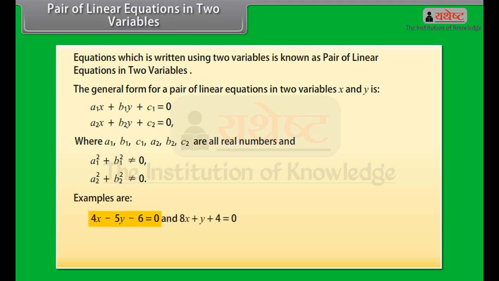Examples are 4x - 5y - 6 = 0 and 8x + y + 4 = 0. x + y = 12 and 7 = y.